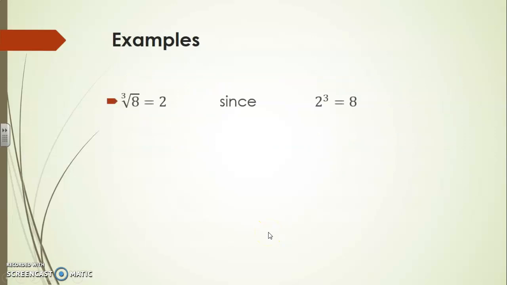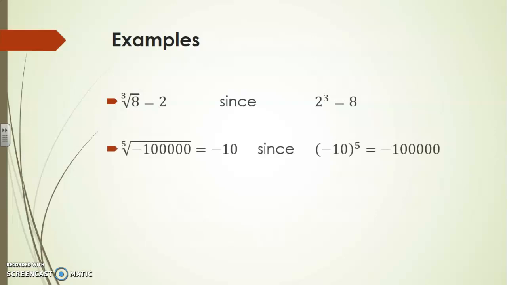For example, the cube root of 8 is 2, since 2 to the power 3 is 8. The fifth root of minus 100,000 is minus 10, because minus 10 to the power 5 reproduces minus 100,000.